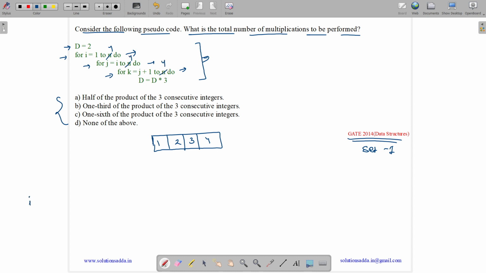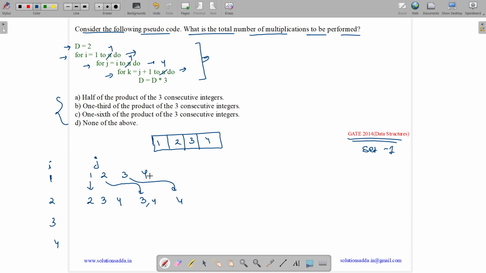So i will have values 1, 2, 3 and 4. For i equals 1, j can have values from i to 4, so j will have values 1, 2, 3 and 4. Now see, for j equal to 1, k will have values from 2 to 4, which is j plus 1 to 4. So it will have values 2, 3 and 4. And from each k iteration there is 1 multiplication. For j equal to 2 it will have values 3 and 4. For j equal to 3 it has value 4.